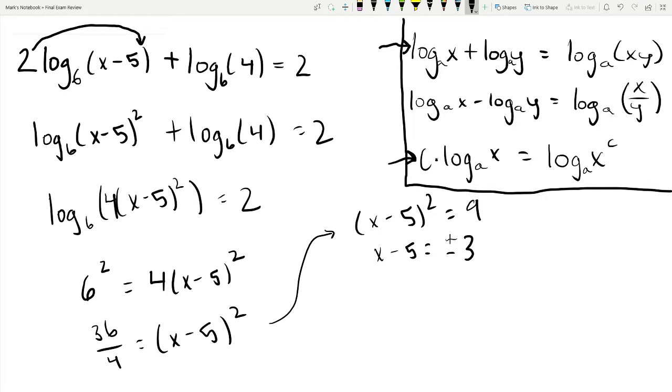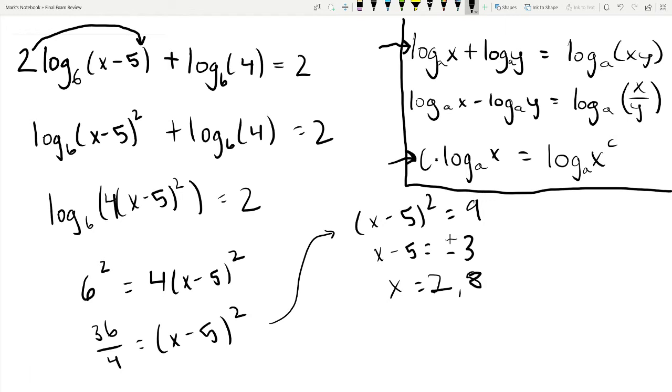And then if I add 5 on both sides, well, 5 plus a negative 3 is going to be 2, and 5 plus a positive 3 is going to be 8. So we have 2 solutions.